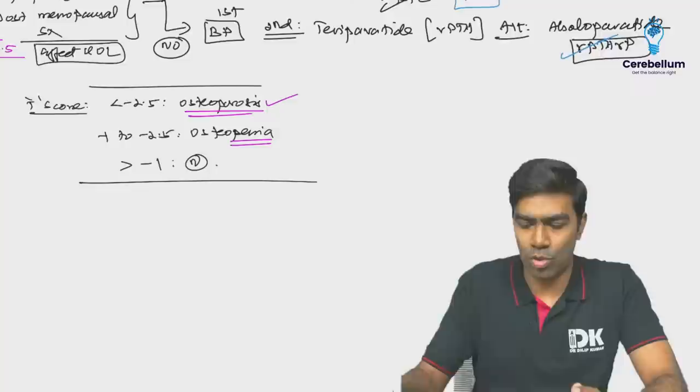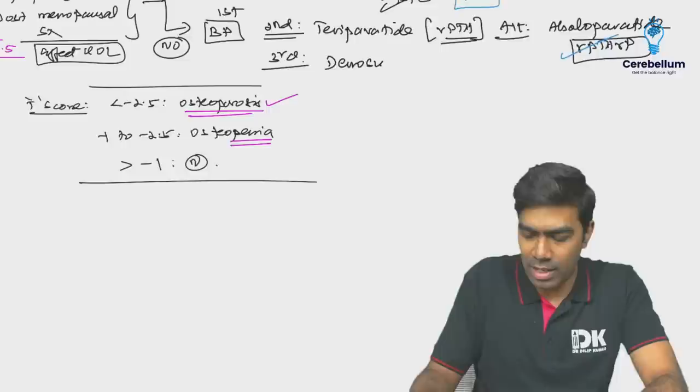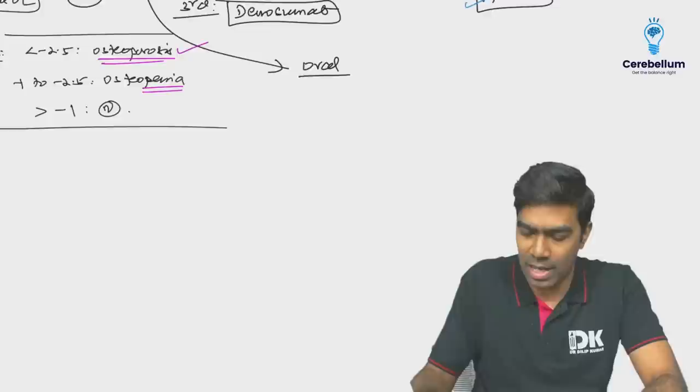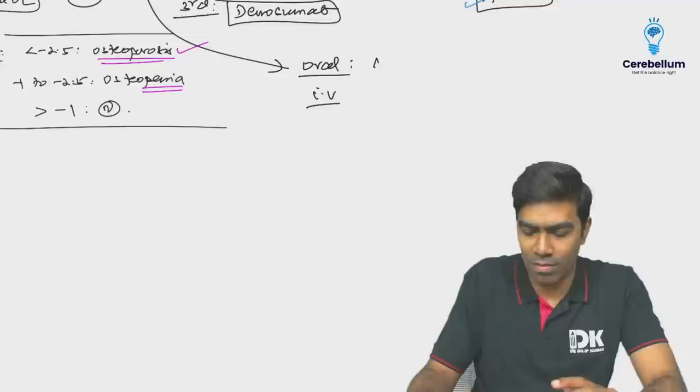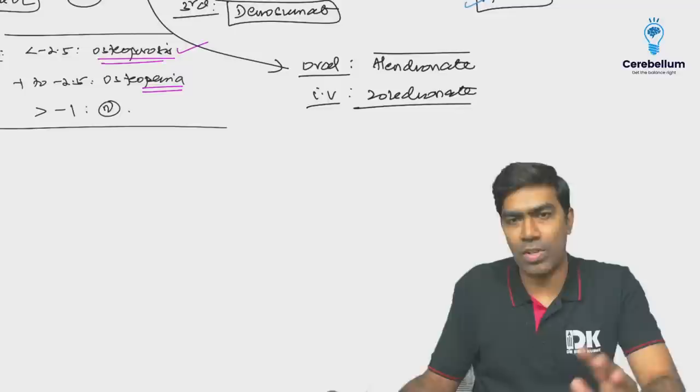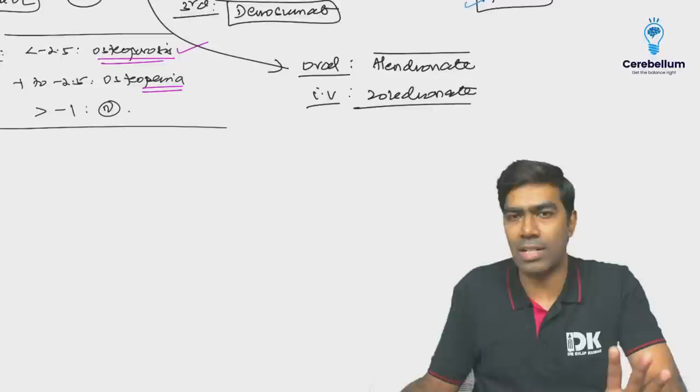The third choice is denosumab. That breaks the RANK-RANKL interaction. It's a monoclonal antibody. That's the third option. Among these, bisphosphonate is something very commonly asked in exams. You have two types of bisphosphonates: oral and IV. Either one, if you want, you can try. Currently, we use only third generation bisphosphonates. Orally, very commonly we use alendronate. IV, very commonly we use zoledronate. All are basically newer generation bisphosphonates.